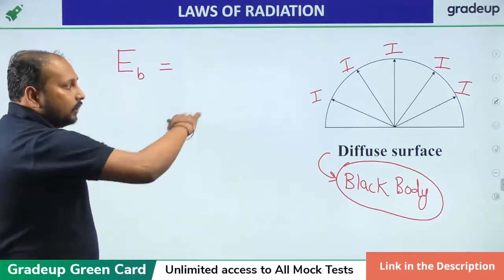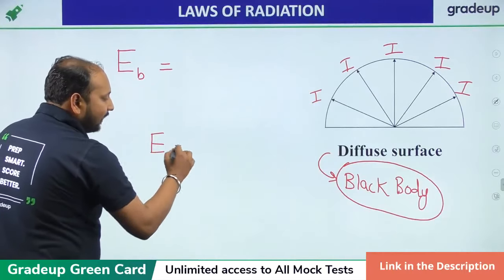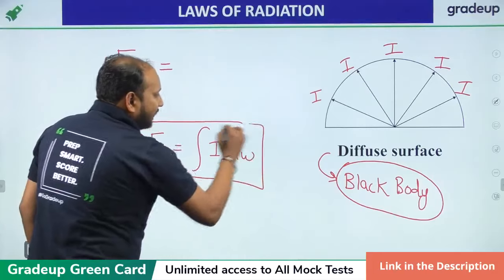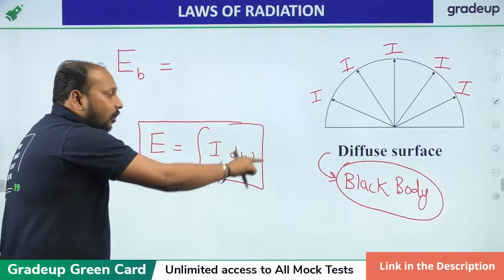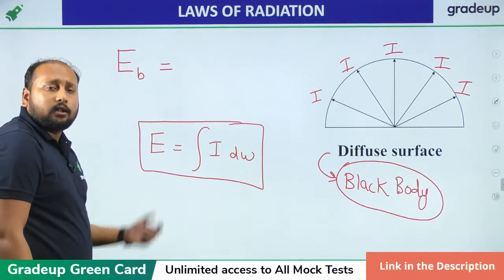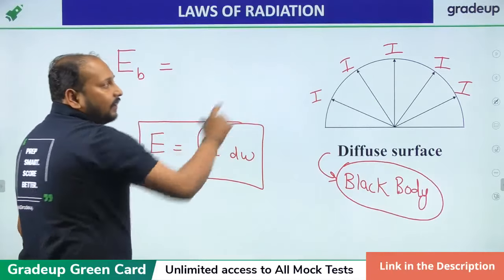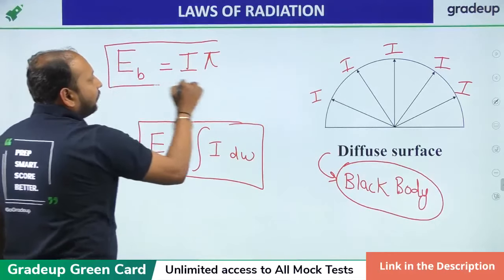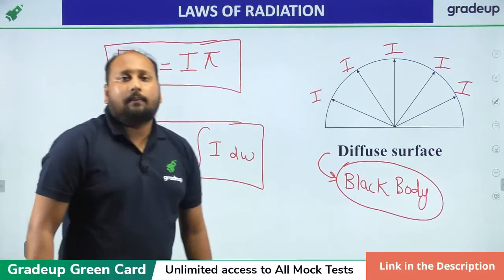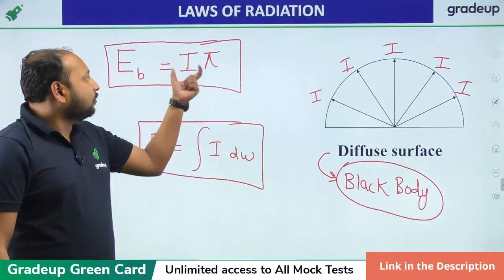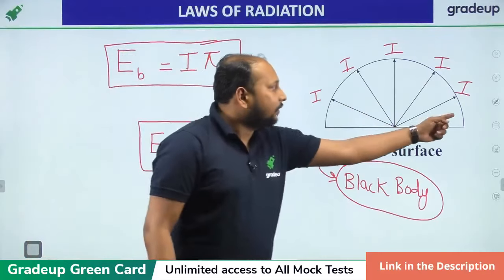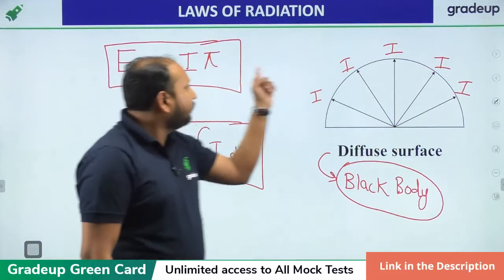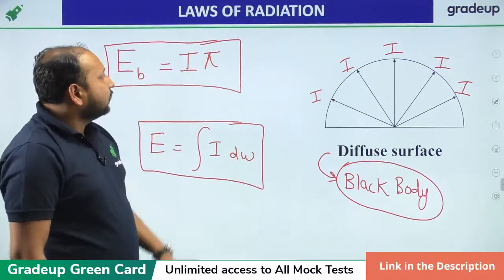intensity of radiation? Emissive power is basically the integration of I dW. If you integrate the intensity of radiation over all the solid angle, that gives us the total emissive power. Because in all directions we have the same I, this will be I into pi. So always remember, for a black body, the relation between the black body emissive power and intensity of radiation is EB is equal to I into pi, because it is defined for all directions with the same magnitude, so we can integrate it. It will be pi times I.